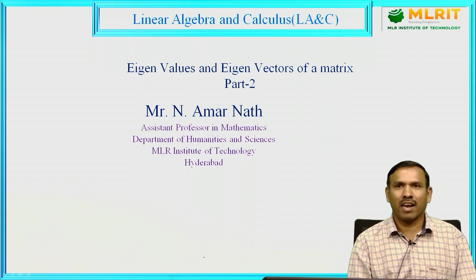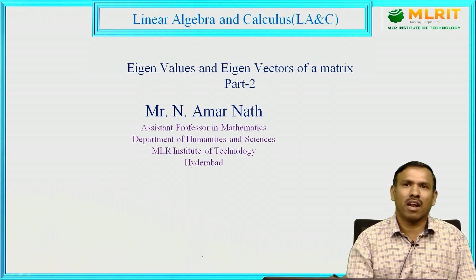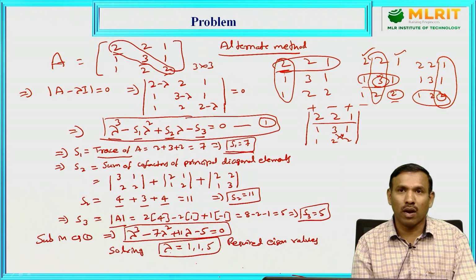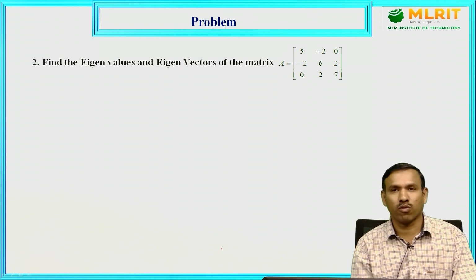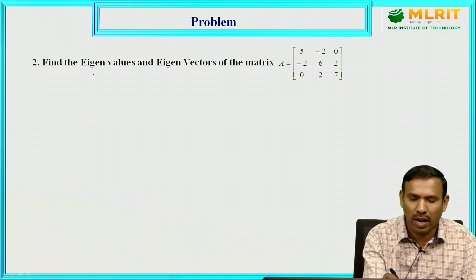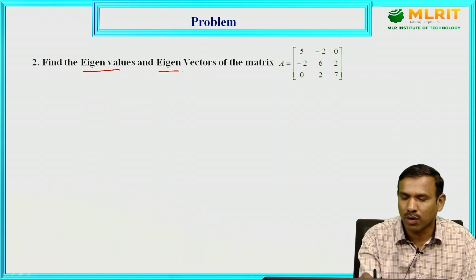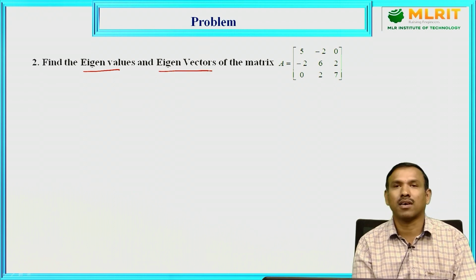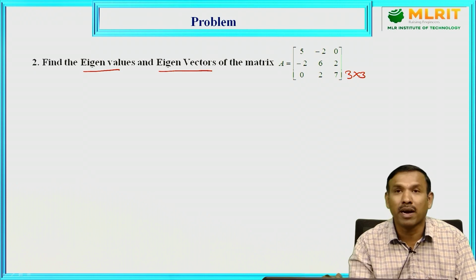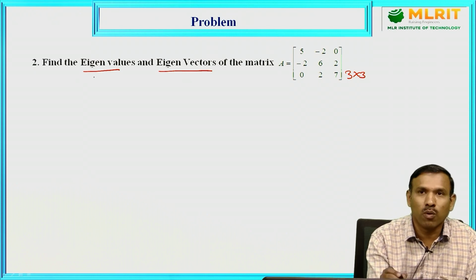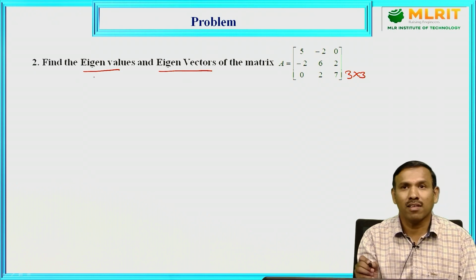This is the second lecture, a continuation on the eigenvalues and eigenvectors of a matrix. Subject name: linear algebra and calculus. Let us go for the next problem and explain how to find eigenvalues and eigenvectors this time. Last time we did only eigenvalues, and this time we are going to do eigenvectors of the given 3 by 3 matrix. We are going to find eigenvalues as well as eigenvectors.